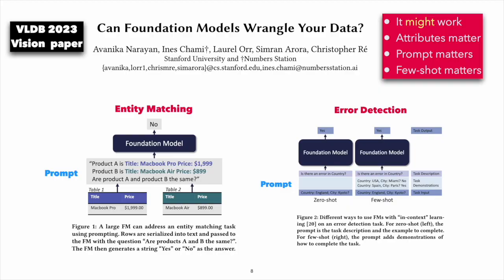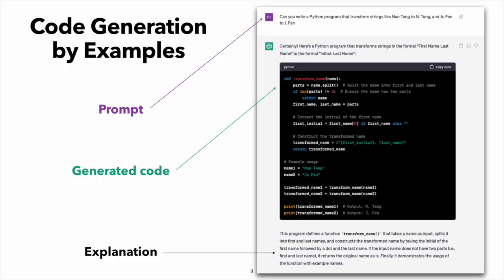Also, because of powerful language models like ChatGPT, you can ask them to generate code. So we also show code generation by examples. For example, if we provide examples from Nantown to Downtown, we can ask, can you generate Python code to do this kind of string transformation? And ChatGPT can generate pretty decent code with explanations.